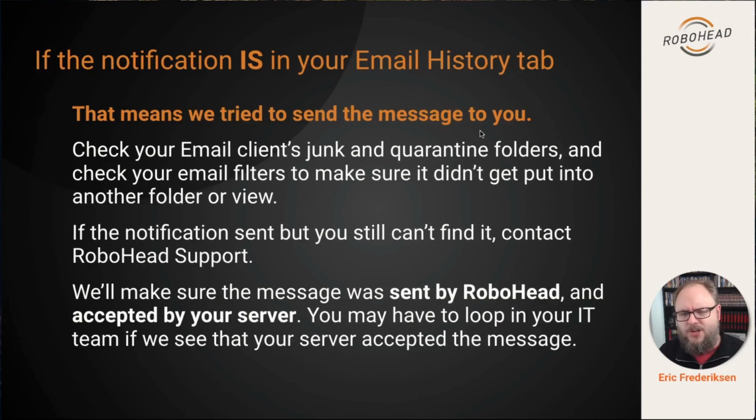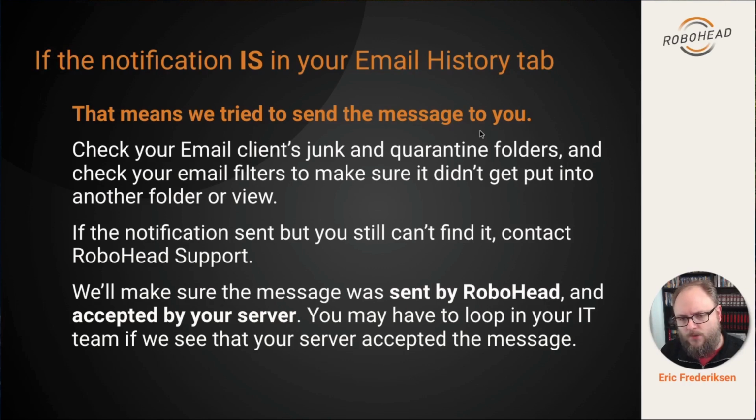So what if the notification is in your email history tab? That means we tried to send the message to you. As far as the RoboHead system is concerned, that message was correctly triggered. You had the notification preference set up correctly. The user mentioned you correctly. So that stuff is all fine. So now we have to go outside of RoboHead.